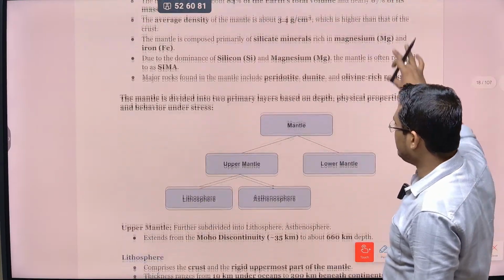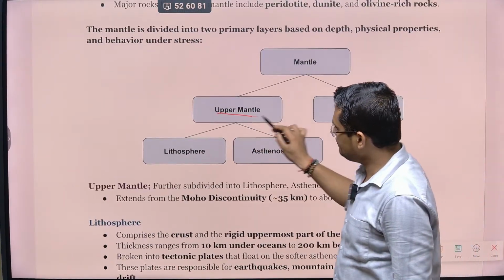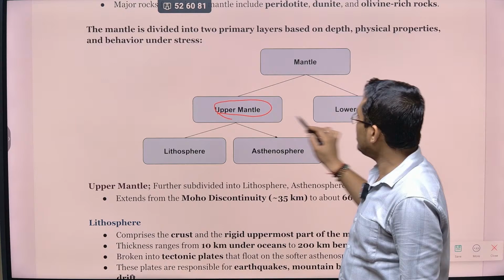Second, we have seen that the mantle is further divided into upper mantle and lower mantle, and the upper part of the upper mantle is called the lithosphere and the bottom portion is called the asthenosphere. In this portion of the mantle, the lower portion is called the asthenosphere, and above that is the lithosphere.